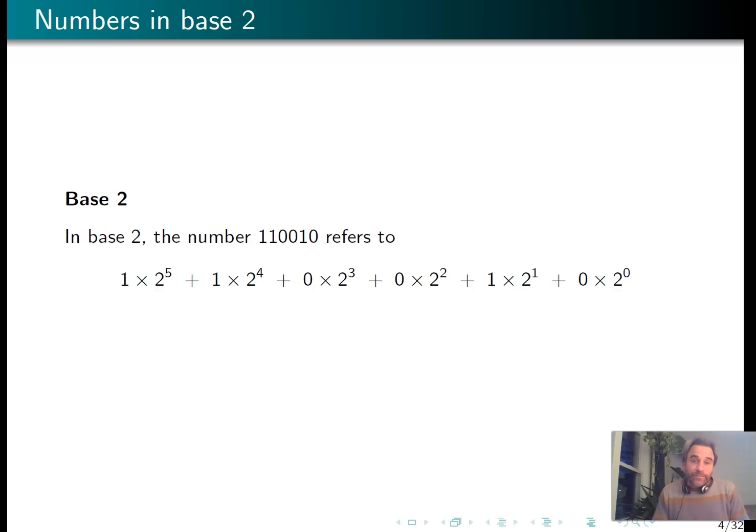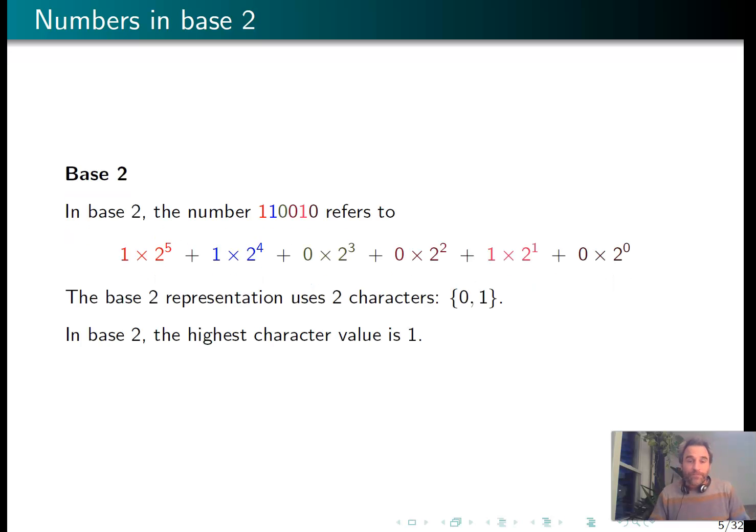Base 2. So in base 2, we have characters 1 and 0 only. So the number 1, 1, 0, 0, 1, 0 refers to the following operation. So again, we have 6 characters. So the first number, 1, multiplies 2 to the power 5. The second multiplies 2 to the power 4. So the base is 2, and the rank gives us the power. And we read the number from right to left.